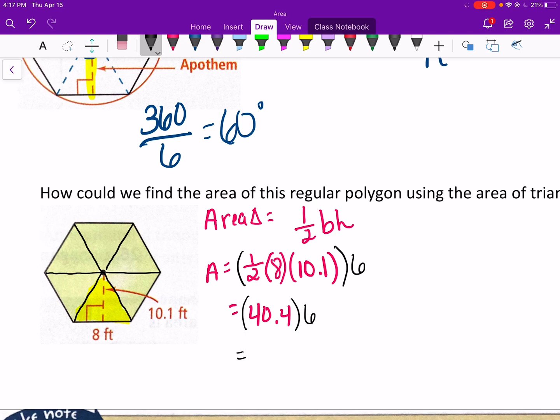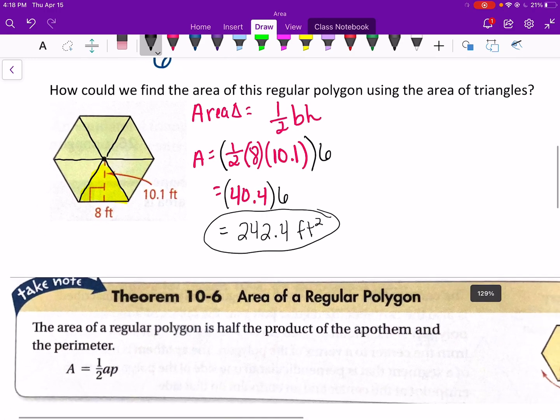And 40.4 times 6 gives us 242.4. And that would be feet squared. So there's our area of this polygon.